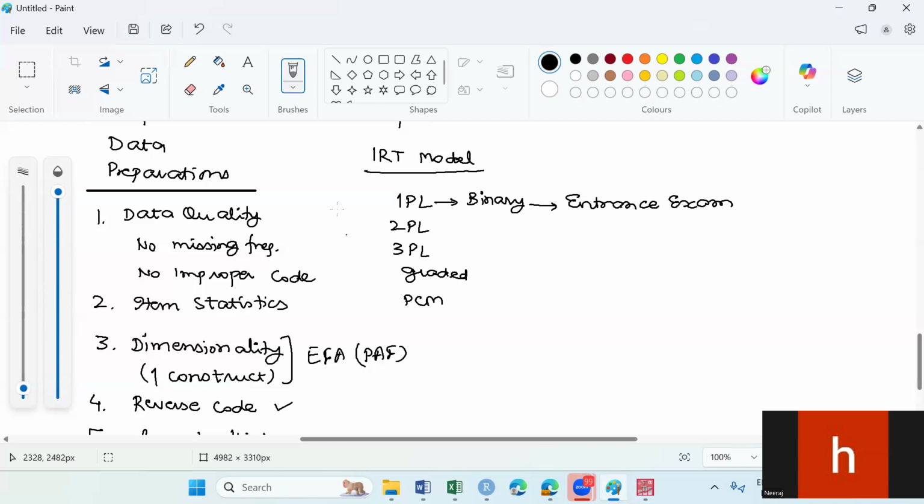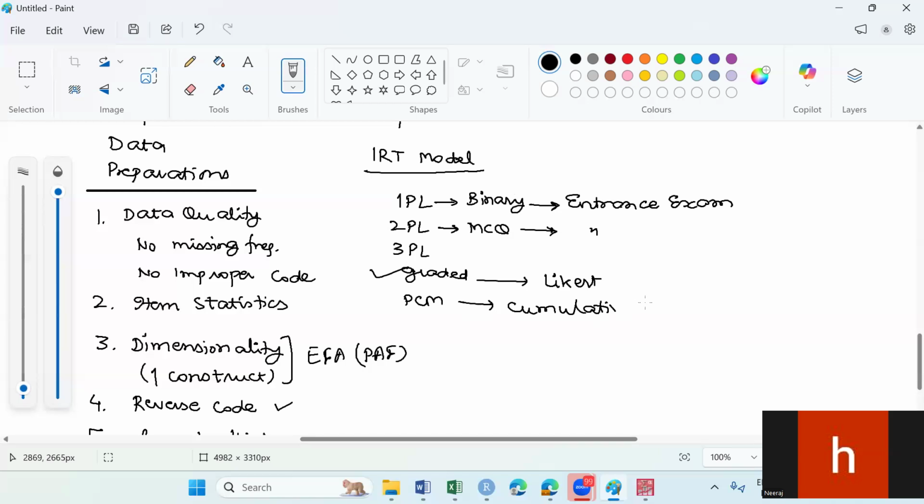That's binary. Then there is the polytomous, the same MCQ version, which is again used in the entrance examination. Instead of that, 2PL will work fantastically. We will work only on the graded, and PCM is used for the cumulative scale.